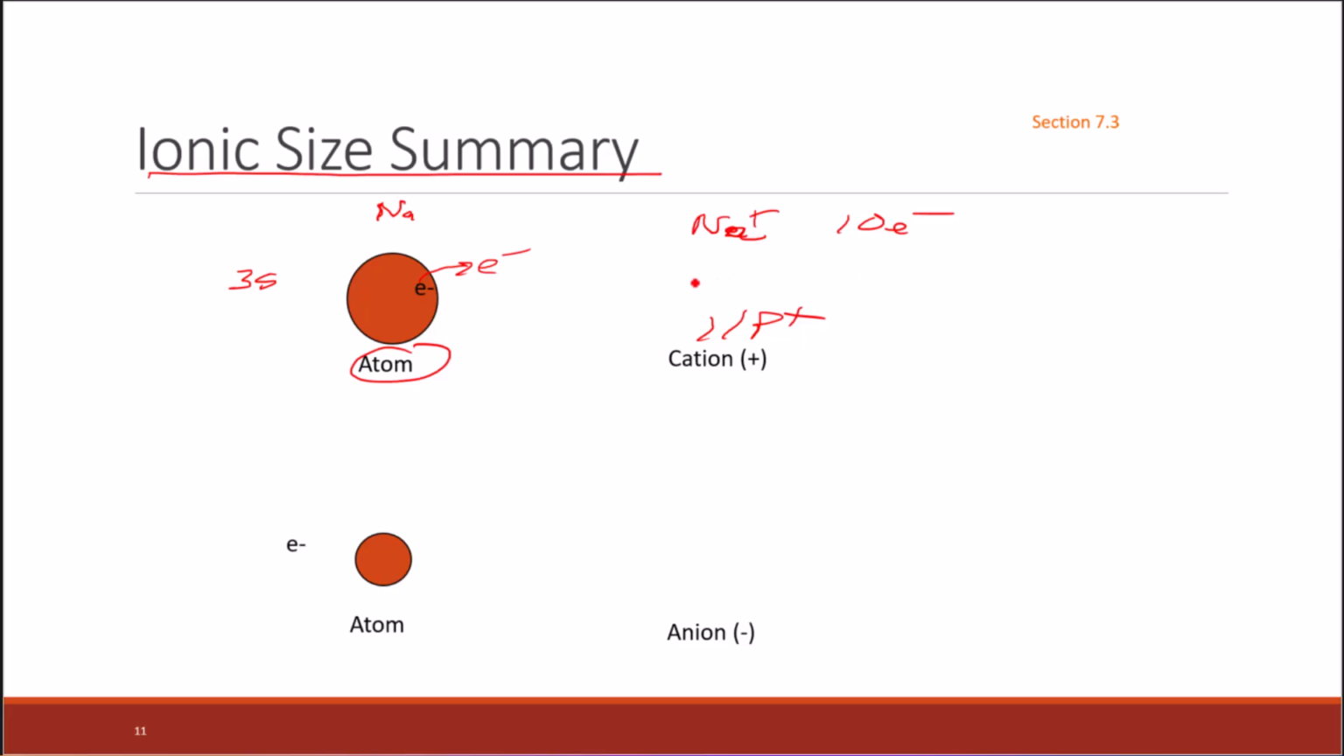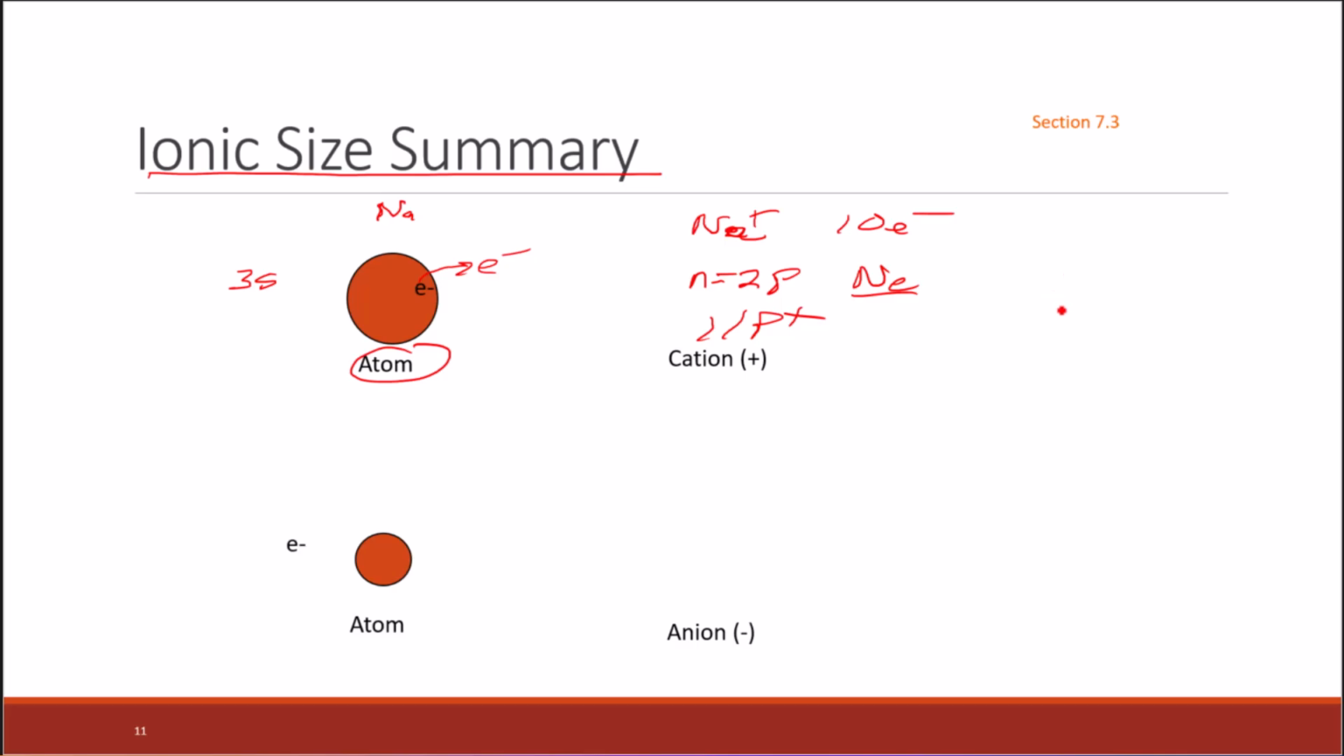Not only that, once we get rid of that 3s electron, we're now down to n equals 2p. And it actually has the same electron configuration as neon. So we've lost an entire shell.